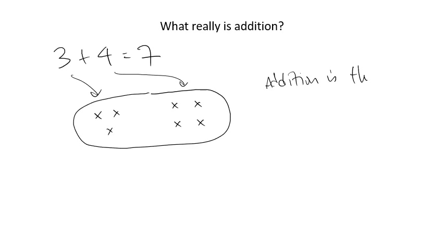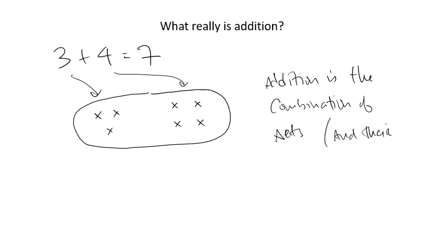So addition is the combination of sets, or really, if we want to be really particular about it, we could say the combination of the cardinality of the sets. Because what we're going to do is combine those sets together, and then take the cardinality of that newly formed set. So we're really thinking about not just the sets.